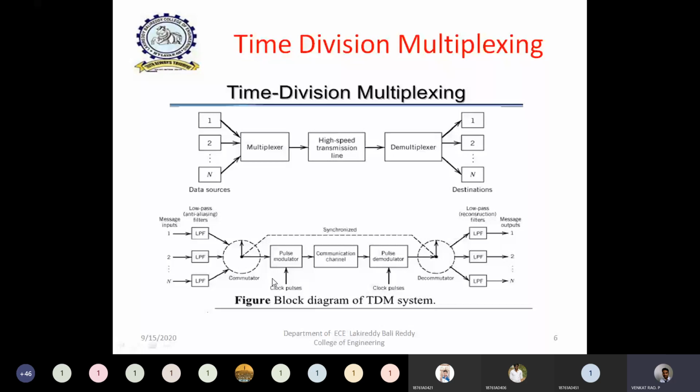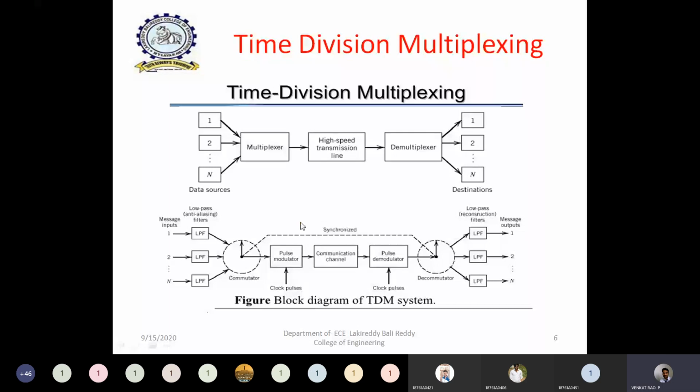Here both are operating based on the same clock pulse. That means at the instant the input signal is sampled, at the same instant of time it is reconstructed in the demultiplexing process. For that purpose, we need a synchronization mechanism in time division multiplexing. That is a must requirement for any time division multiplexing process. So this is the general block diagram we generally observe while understanding the time division multiplexing process.